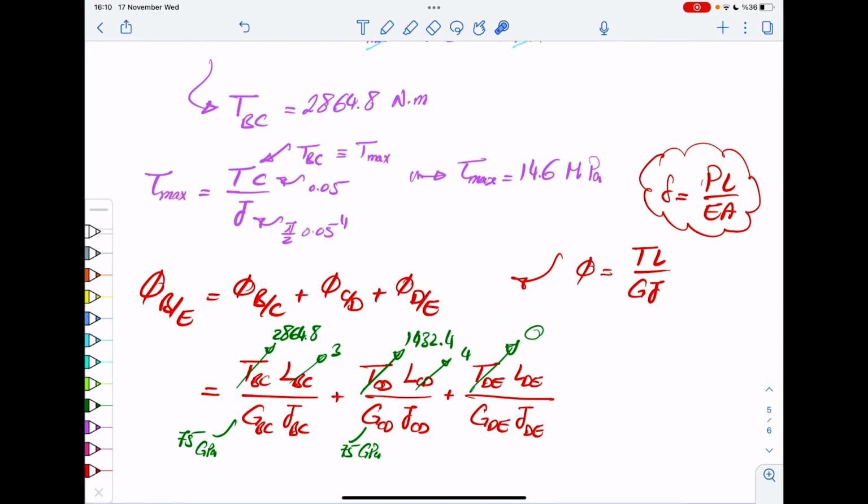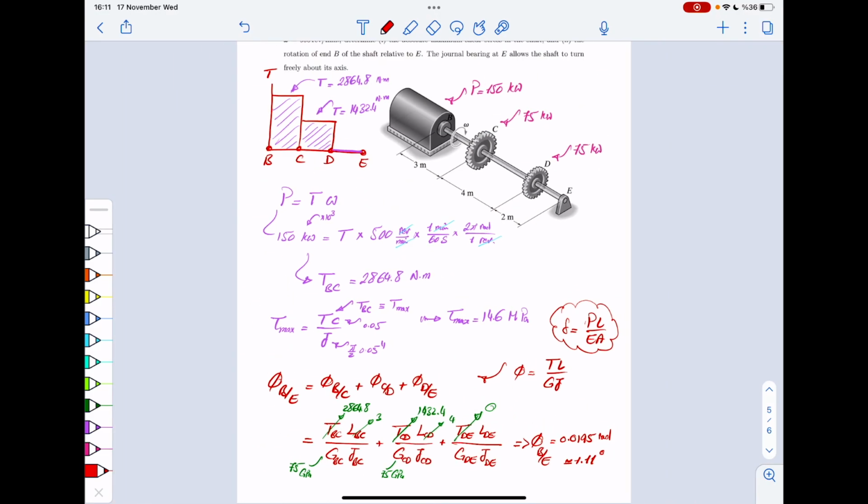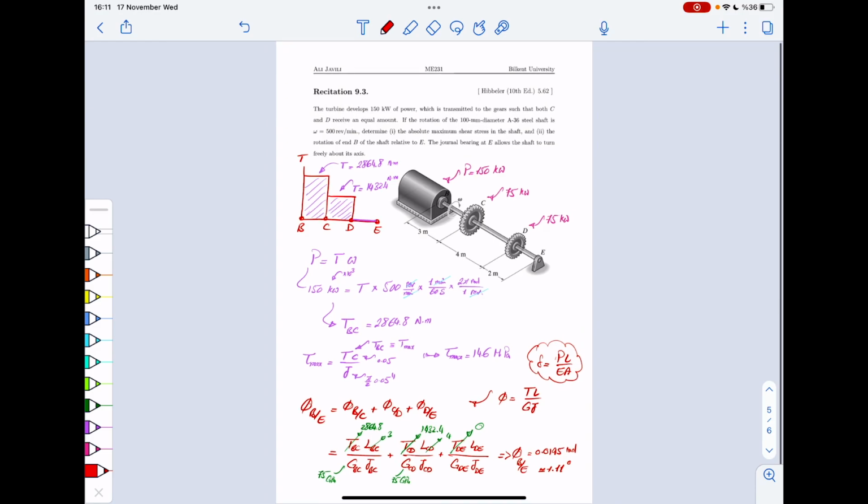Okay, so if you do that, you just calculate your angle of twist of B with respect to E, and that would be 0.0195 radian, or otherwise 1.11 degrees. Okay, so this is your angle of twist. All right, that was it for this question.